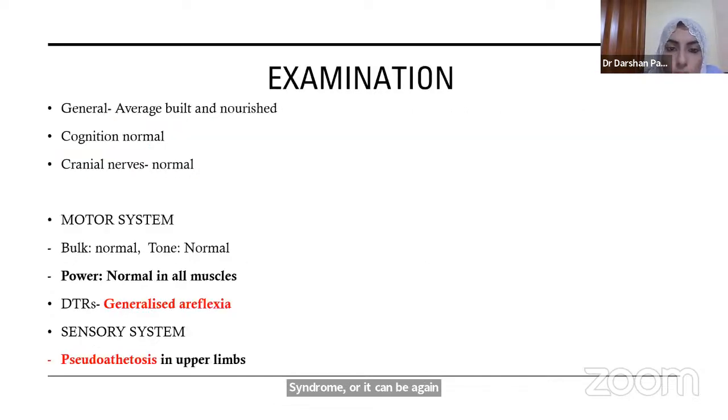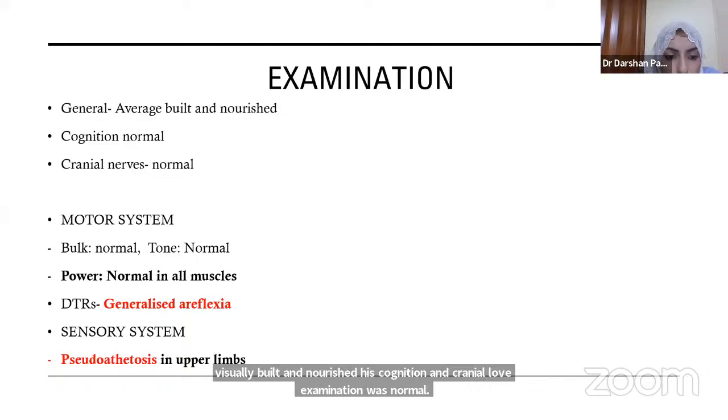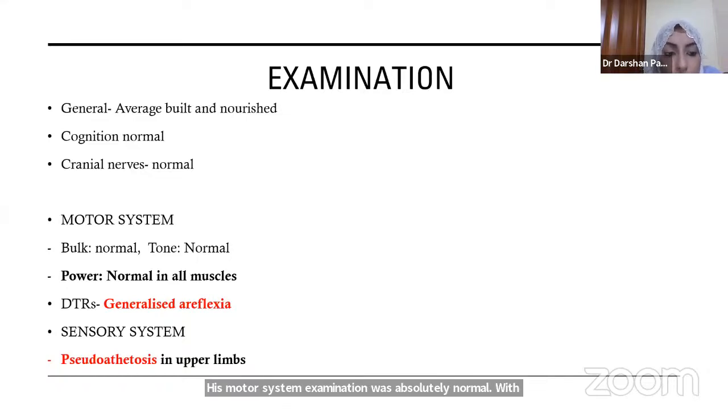On examining the patient, he was averagely built and nourished. His cognition and cranial nerve examination were normal. His motor system examination was absolutely normal, with tone normal and power 5/5 in all the muscles. He had generalized areflexia. In sensory system examination, he had pseudoathetosis in both upper limbs.